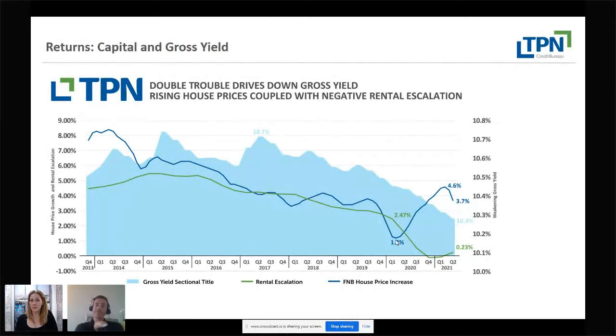It's been propped up by the Western Cape. If you look at somewhere like Gauteng, that has been very, very low. In fact, in some instances, negative. This is nominal.